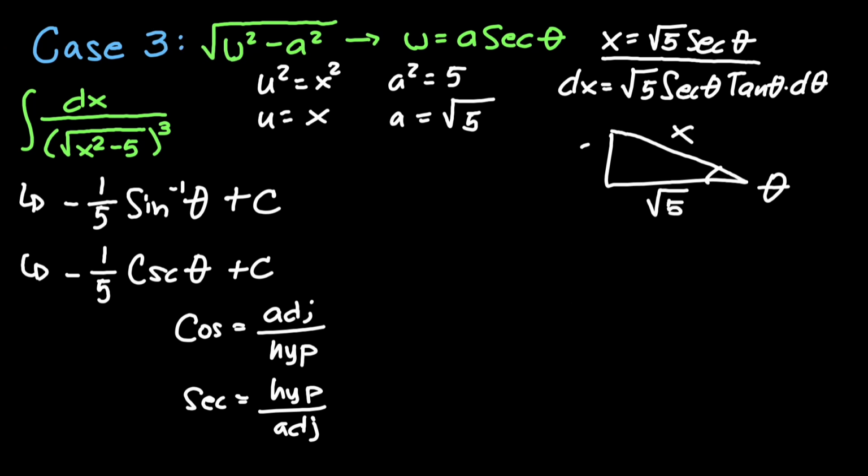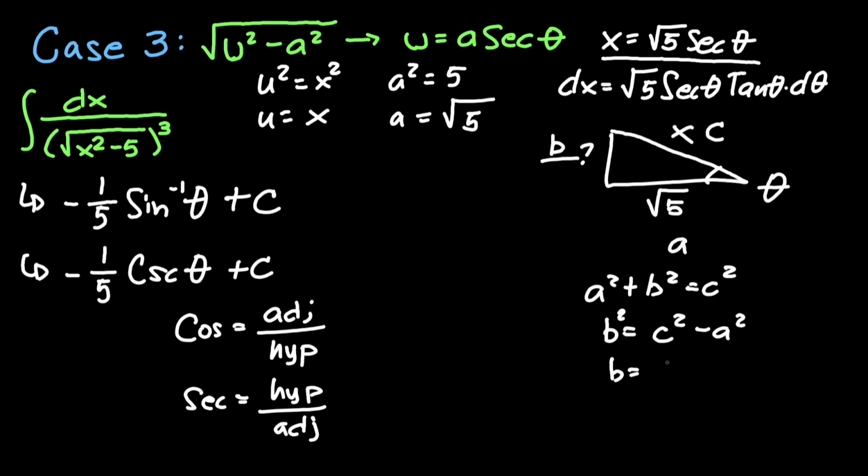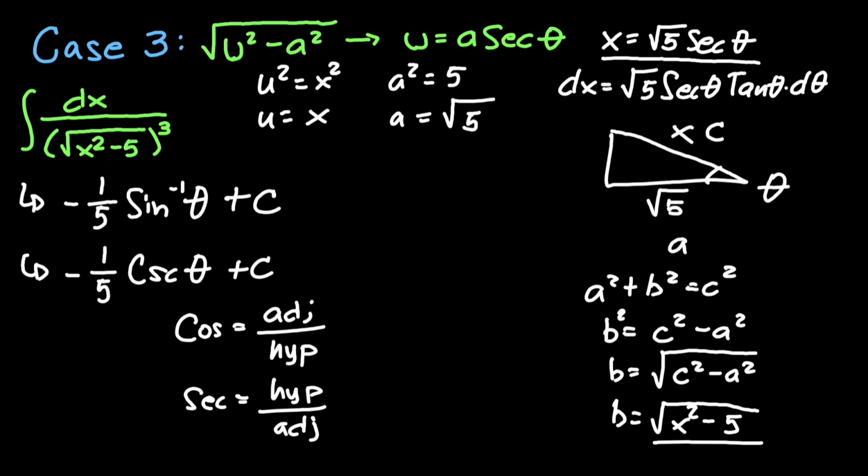Now, in case you don't know how to calculate this, let this be A, this be B, and C the hypotenuse. And so based on the Pythagorean theorem, A squared plus B squared is equal to C squared. And so what we are looking for here is the value of B. So B squared here is C squared minus A squared. And so the square root of this, or just B, is equal to the square root of C squared minus A squared. Or B here would be equal to the square root of C squared, here x, minus A squared right here, since it is square root of 5, so this would be just simply 5. So this is the value that we are looking for as B. So this is equal to square root of x squared minus 5.